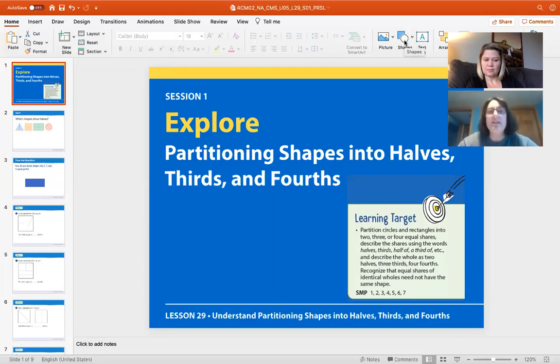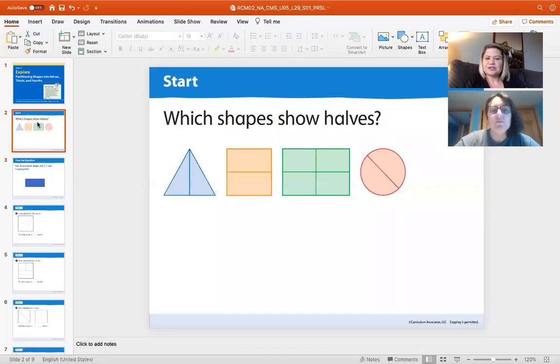We are on lesson 29, session 1, page 707. We are exploring shapes, okay, to put shapes in halves, thirds, and fourths. So we're going to divide shapes. We're going to look at some different ways to divide than maybe what we've done before. So we're going to look at those things as we go. So let's get started.